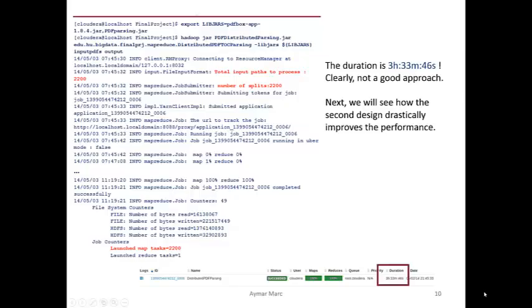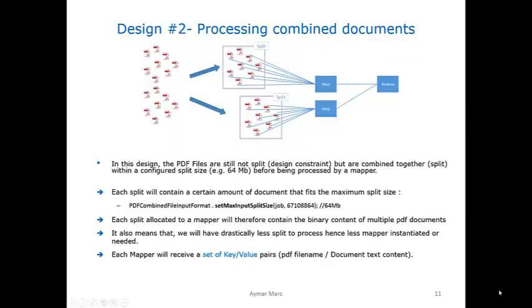Now we can see the output of the MapReduce job. You can clearly see that there were about 2200 inputs to process, and the number of splits created was equal to the number of files. And of course the job succeeded, but it took about 3 hours and a half. So this design is definitely not in the right direction. So let's now look at the second design.